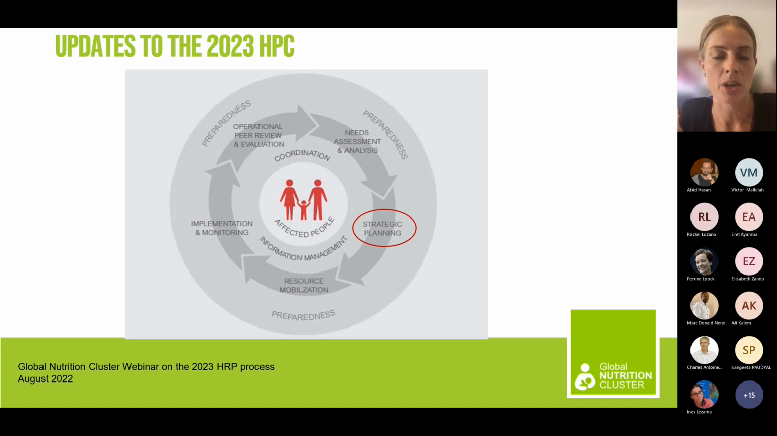The overall purpose of the HPC is to deliver a fast, coordinated, effective, and protection-driven response to people affected by humanitarian crises. One of the main outputs of the HPC is the HRP. This is developed during the strategic planning stage of the HPC and used throughout the HPC to support resource mobilization, implementation and monitoring, and also review.